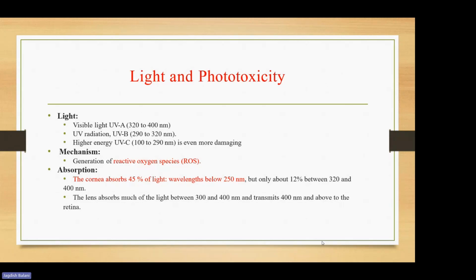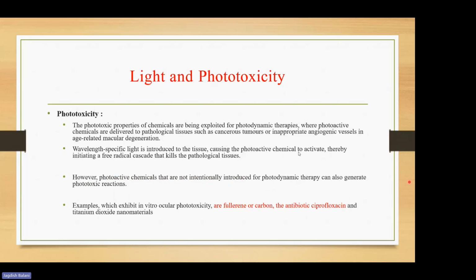Here I said that phototoxicity is being used for therapy. The phototoxic property of chemicals is being exploited for photodynamic therapy, where photoreactive chemicals are delivered to the pathological tissue, such as cancerous tissue or inappropriate angiogenesis, as in age-related macular degeneration. Wavelength-specific light is introduced in the tissue, causing the photoreactive chemical to activate the therapy, initiating a free radical cascade that kills the pathogens. So this tool is used in a controlled environment, but it also creates some side effects. But now some are being used.